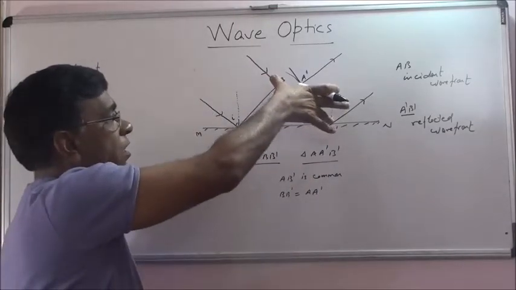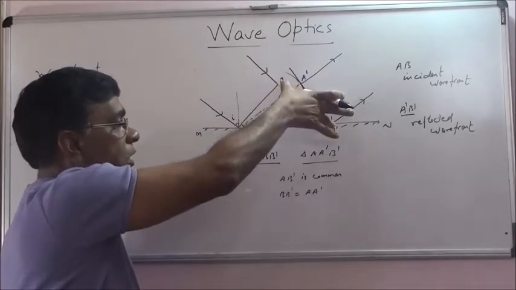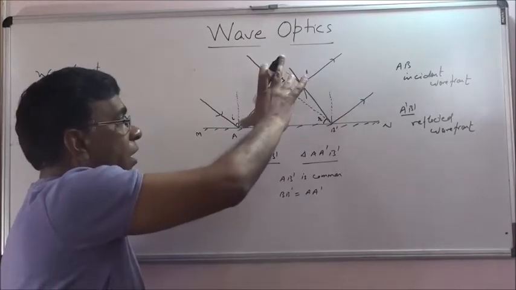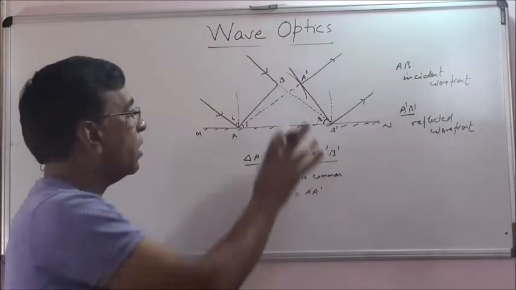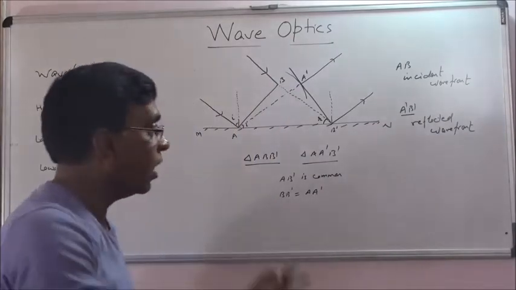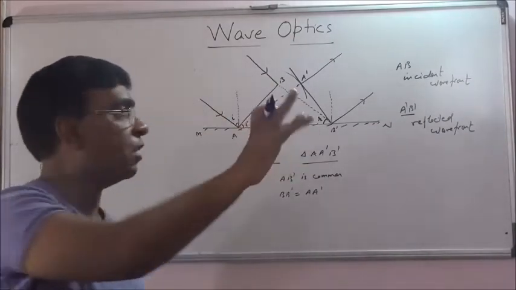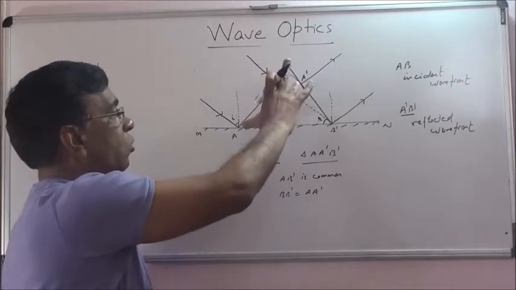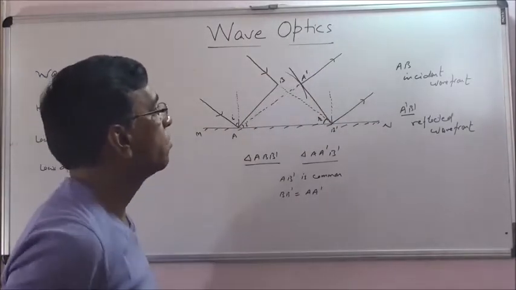BB dash is the distance travelled by the secondary wavelet to reach here, and AA dash is the distance travelled by the secondary wavelet from A in the same time. And this is what we took. The radius of this was taken equal to this. So AA dash is equal to BB dash.